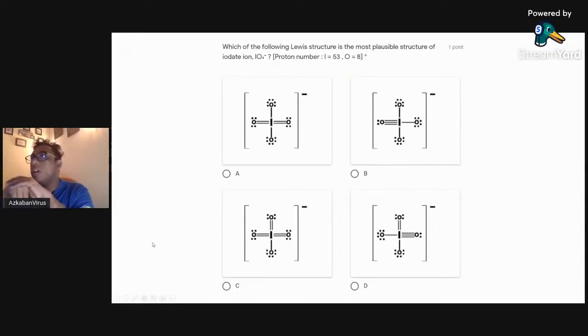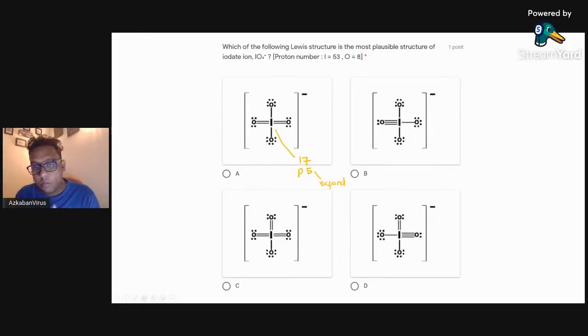Next question. Which of the following structures is the most plausible Lewis structure of the iodate ion? Okay, remember one thing. For questions like this, I want to teach you a skill. Look, iodine is in which group? Iodine is in group 17, and it is in period 5, if I'm not mistaken. So that means it has empty d orbitals. Therefore, what can it do? It can expand its octet.